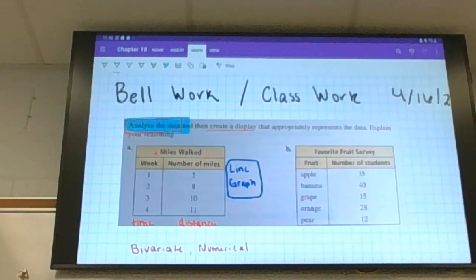Number letter B. Favorite fruit survey. We have fruits and the number of students. So when we talk about things like favorites, do we want to call this category, categorical, or do we want to call this numbers, numerical? It's tricky because you see numbers, I know, but it's actually categories because of the fruit, okay? And they're only looking at fruit. They're not looking at the age of humans and the fruit they like, or vegetables and fruit. It's only fruit. So this is univariate categories or categorical.